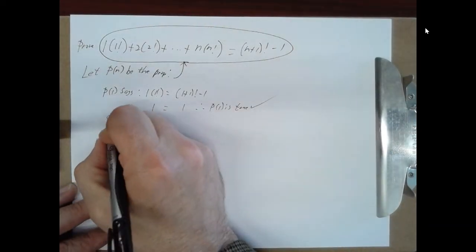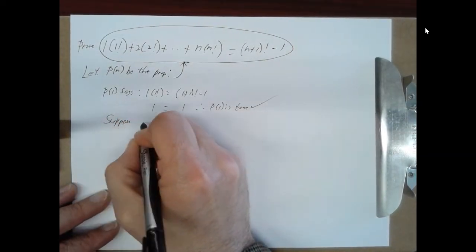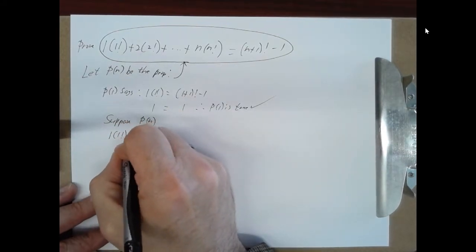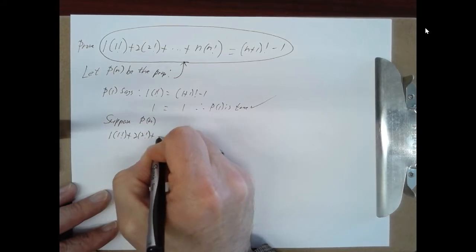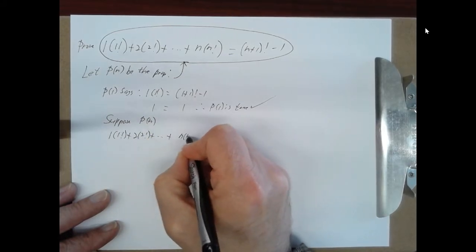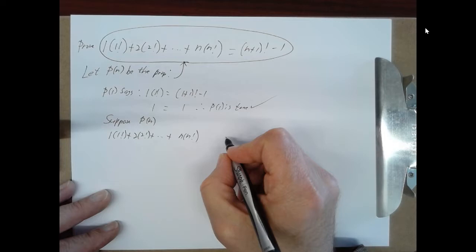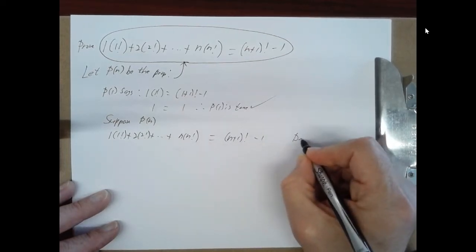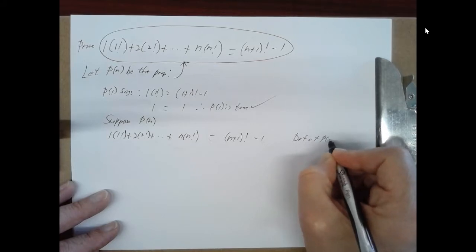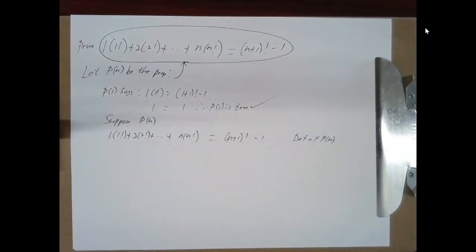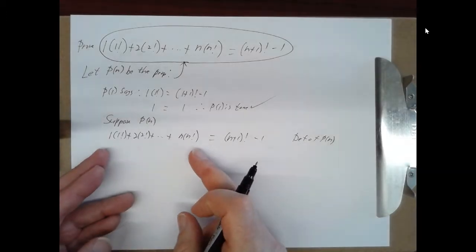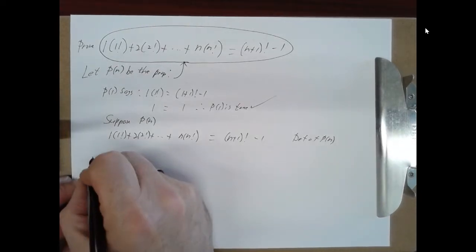So suppose P of n, so 1 times 1 factorial plus 2 times 2 factorial up to n times n factorial equals n plus 1 factorial minus n. That's just a statement of what P of n is. And we want to get to where we're adding all of this plus n plus 1 times n plus 1 factorial. So let's add that to both sides.